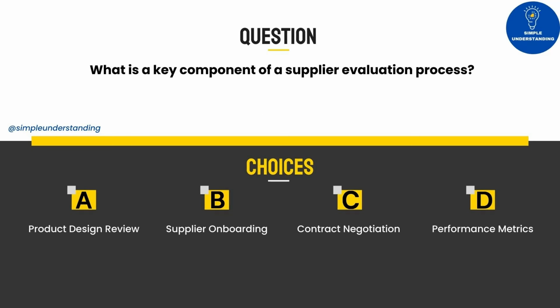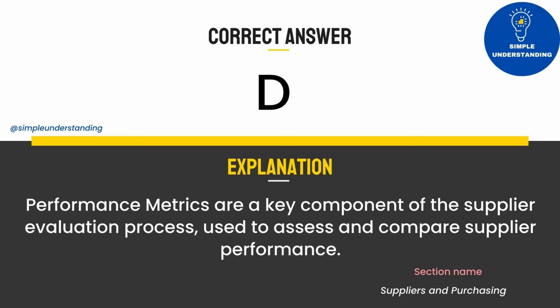9. What is a key component of a supplier evaluation process? A. Product design review. B. Supplier onboarding. C. Contract negotiation. D. Performance metrics. Correct answer, D. Overall explanation. Performance metrics are a key component of the supplier evaluation process used to assess and compare supplier performance.